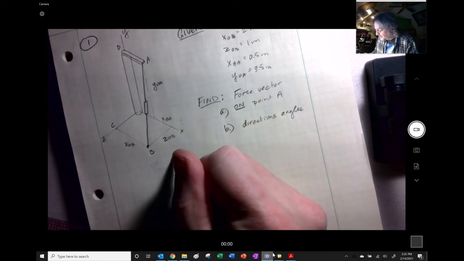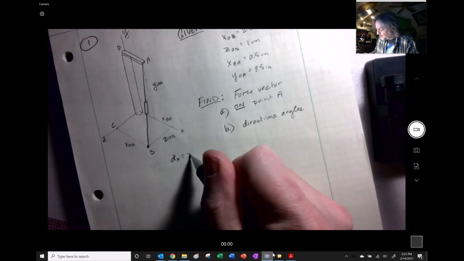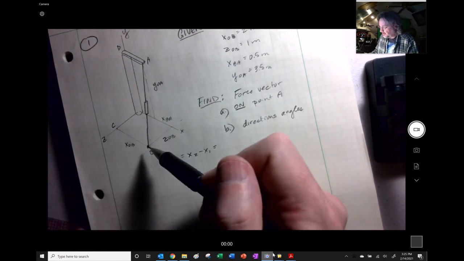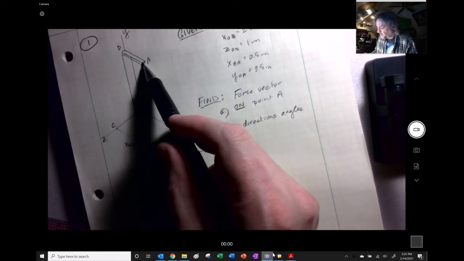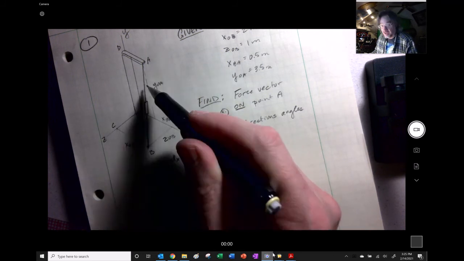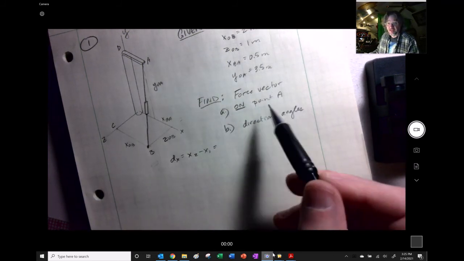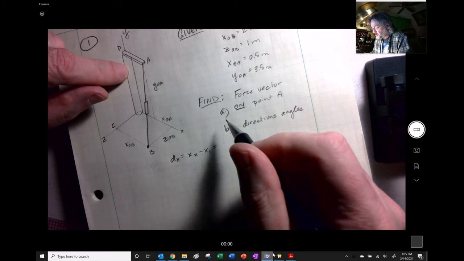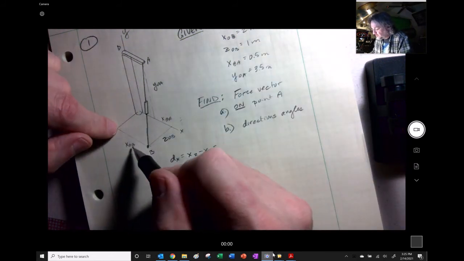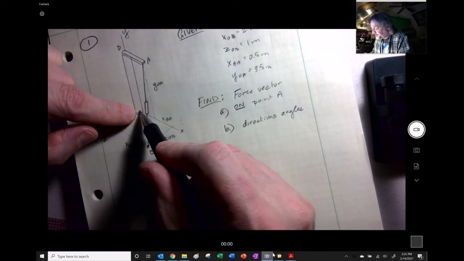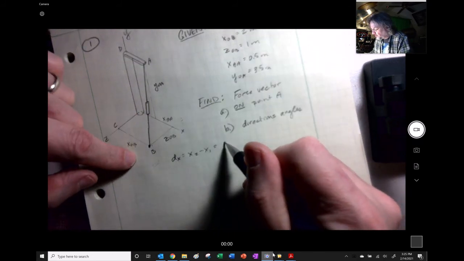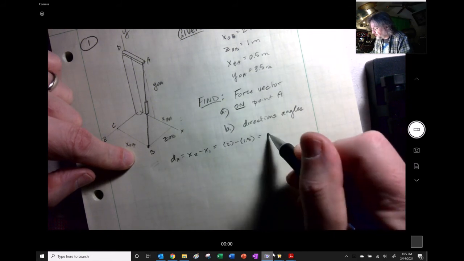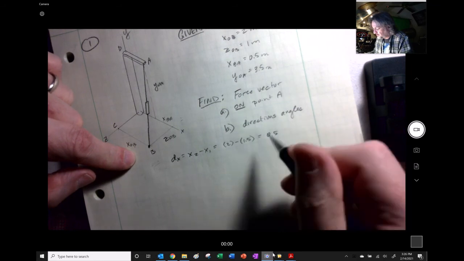Okay, our dx is going to be x2 minus x1, and our x2 in this case is going to be b, because we're going to go from A to B in order to find the force that's on point A. So in our x direction, if this right here is 2 and this distance is 1.5, we're going to go 2 minus 1.5. What we're left with is 0.5 meters.